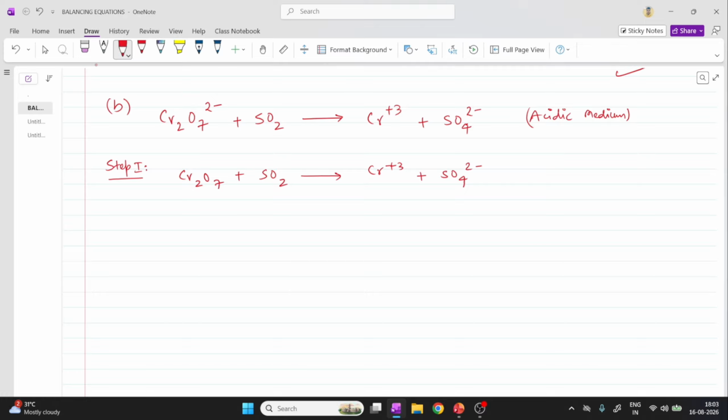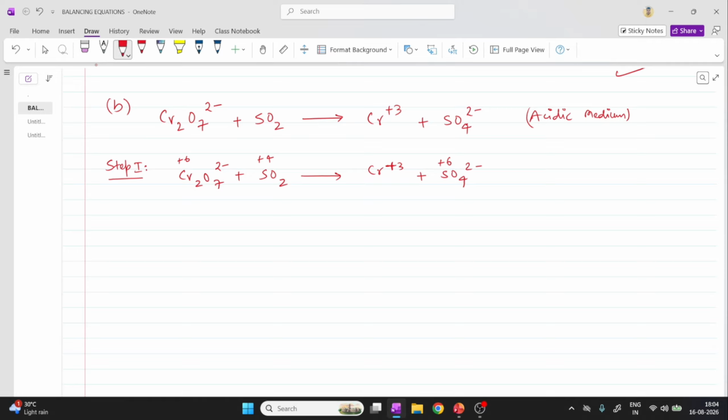Here, in Cr2O7 the charge is 2 minus. Oxygen's 7 times 2 is 14, so 14 minus, and to get minus 2 overall, chromium must account for plus 12. So chromium is having plus 6. Oxygen is already having minus 2. In SO2, the 2 oxygens give minus 4, so sulfur is having plus 4. Chromium is already written as plus 3. In SO4, 4 times 2 is 8 minus 2, so sulfur is plus 6.